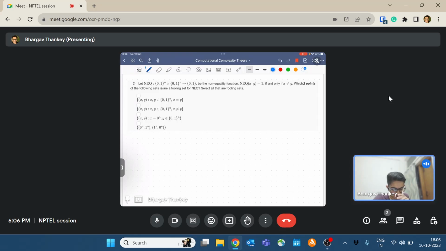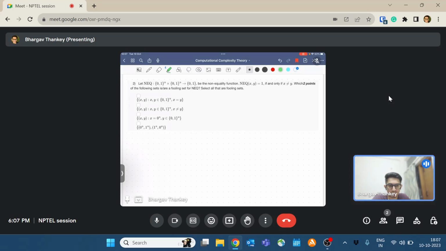The first option is the set of all tuples (x,y) such that x equals y. The second is the set of all tuples (x,y) where x and y are both n-length strings, so that x not equals y. The third is the set of (x,y) where x equals 0^n and y can be any string of length n. And the fourth is the set of tuples (0^n,1^n) and (1^n,0^n).